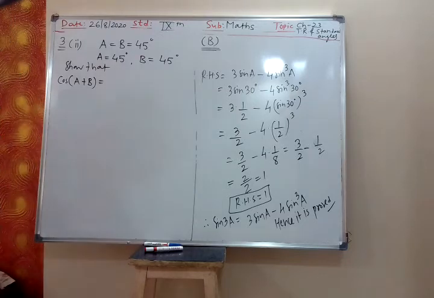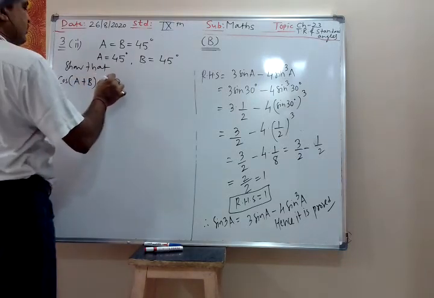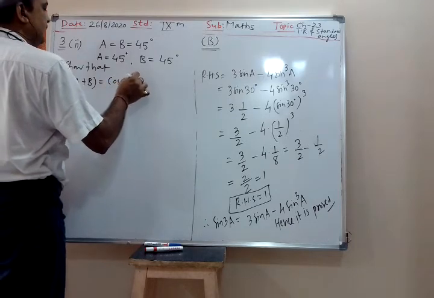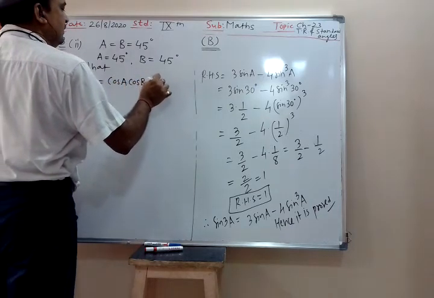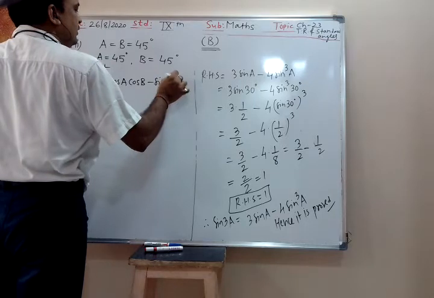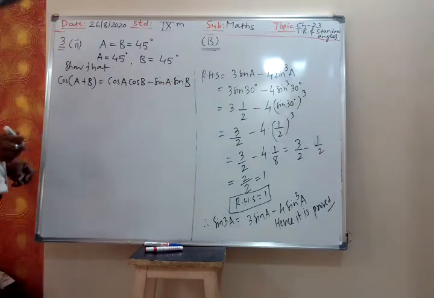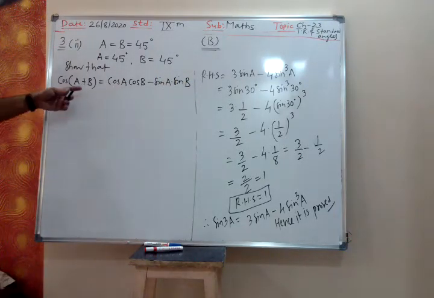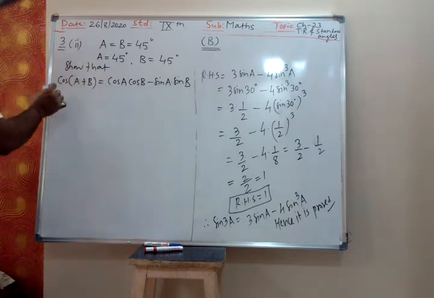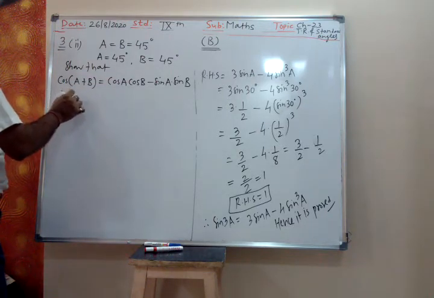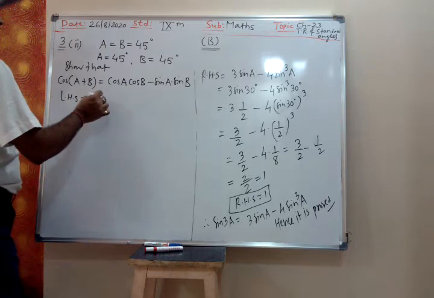Cos A plus B is cos A cos B minus sin A sin B. Now there are two terms, left side and right side, evaluate this. So left hand side is cos A plus B.